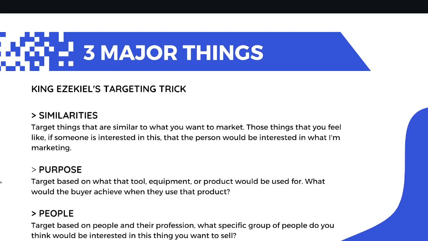Similarities. So I target things that are similar. Target things that are similar to what you want to market. Things that you feel like if someone is interested in this thing that I want to target, then that person will most likely be interested in what I want to market. And I will give you examples, don't worry.